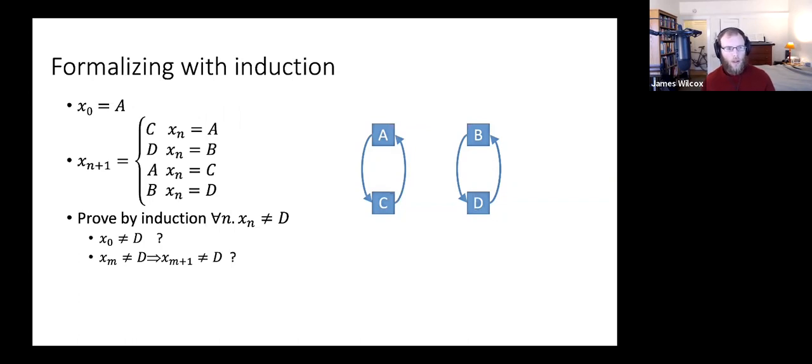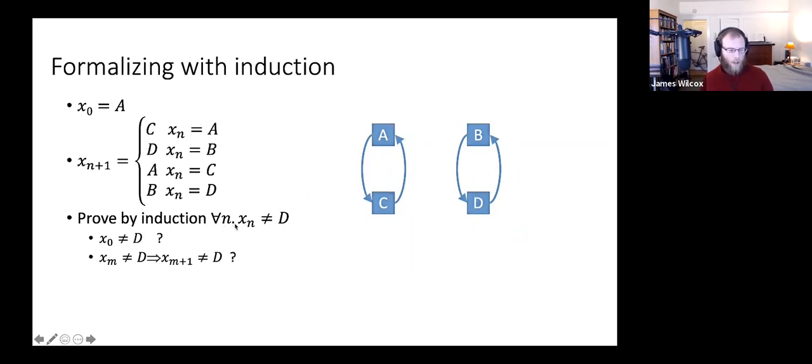So let's define a sequence of states. The first state I'm going to call x0, and the state is just going to be what player has the ball right now. So at the beginning of time, A has the ball, so x0 equals A. And then we're going to define the next state, x_{n+1}, in terms of the previous state, and it's just defined by a big case analysis. So it says if A has the ball, then in the next state, C has the ball. If B has the ball, then in the next state, D has the ball, and so on. These four cases encode this graph on the right.